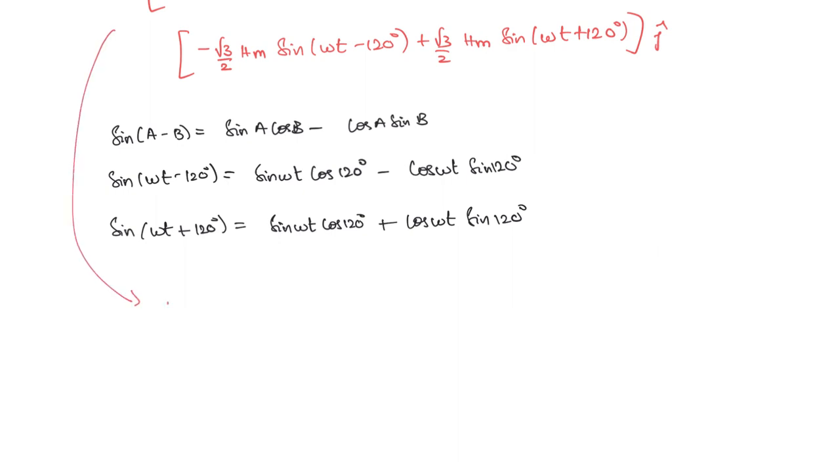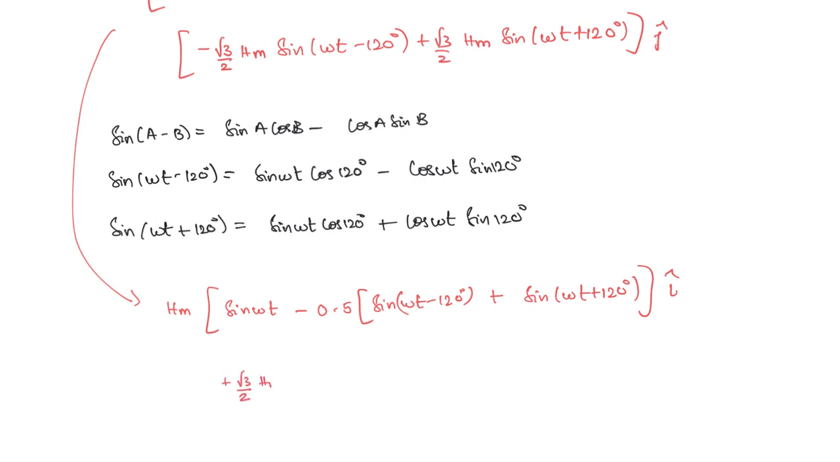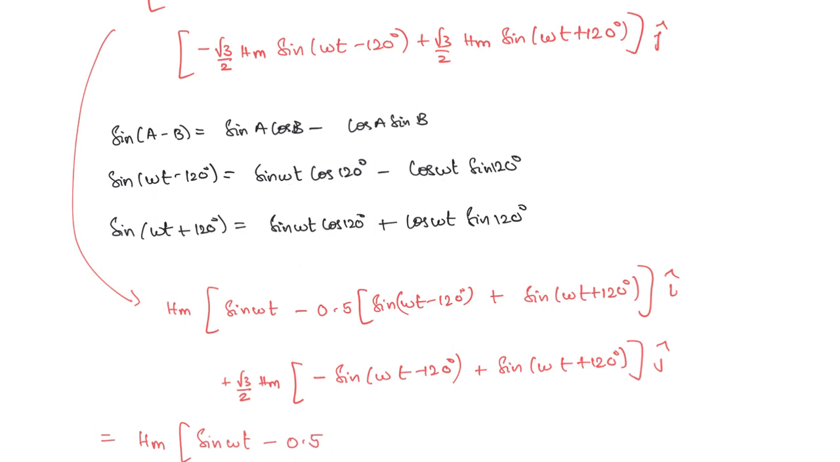In this term you are going to be left with Hm, you can take out common. So you are going to have sine omega t minus 0.5 you can take out common. So you are left with sine omega t minus 120 degrees plus sine omega t plus 120 degrees. So this is I cap. Okay. Similarly, next you can take out root 3 by 2 Hm common. So plus root 3 by 2 Hm, you are going to have minus sine omega t minus 120 degrees plus sine omega t plus 120 degrees. This is J cap. Okay. So now you can add these two here in this case. So what are you going to be left with? This is equal to Hm sine omega t, which will remain as it is, minus 0.5. If you add these two, this part and this part will get cancelled.